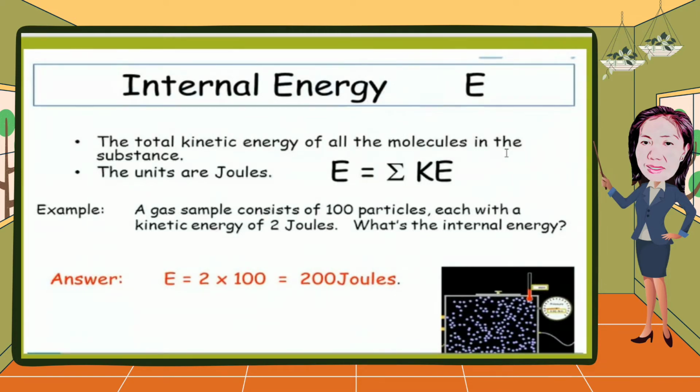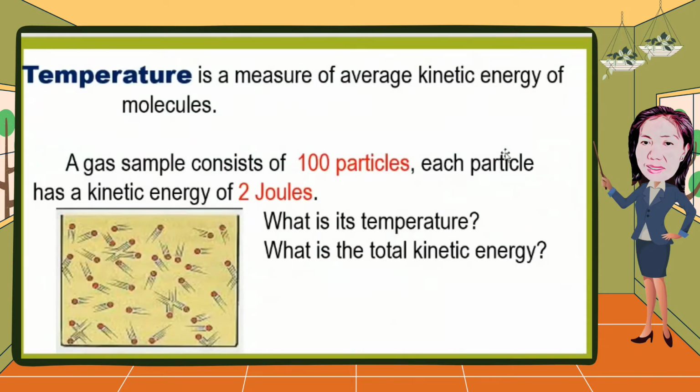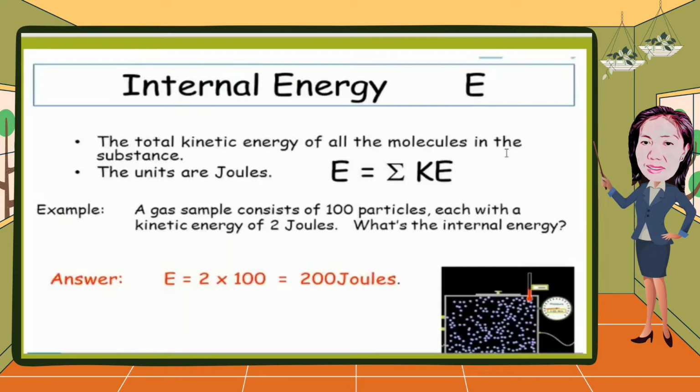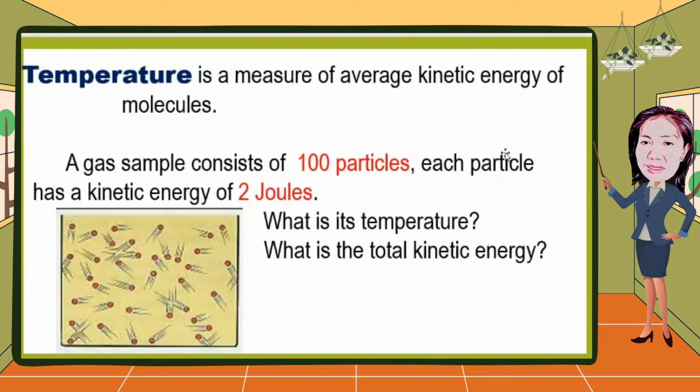So we have already answered question number 2. What is the total kinetic energy? You sum up all the joules in a substance by multiplying the amount per particle times the number of particles, and that is the total kinetic energy. The second question is, what is its temperature?